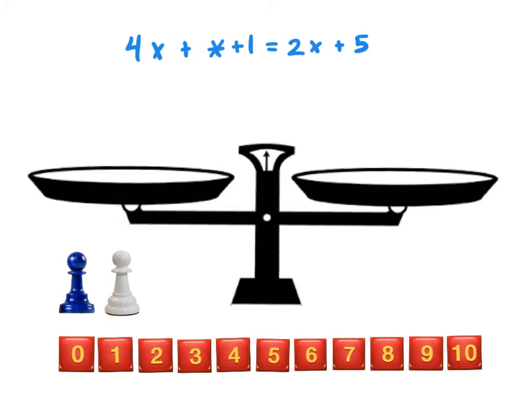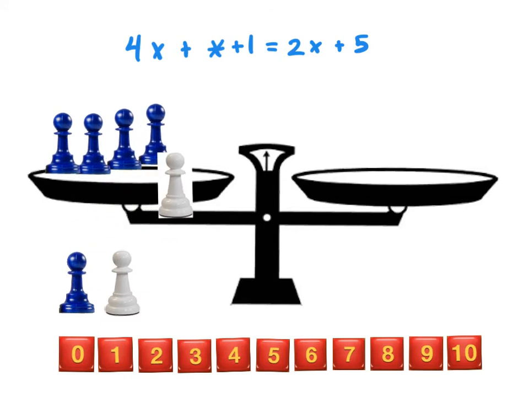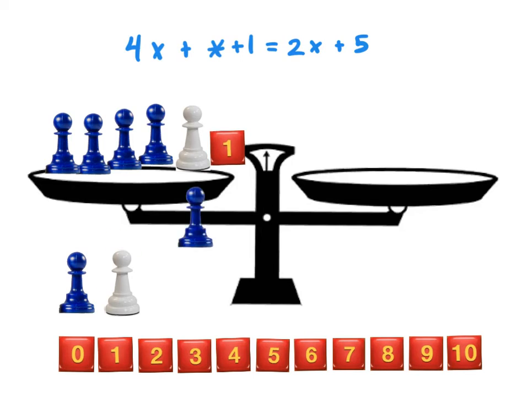Here's one more example. This would be a good time to pause the video and try this on your own, and then unpause the video and check your work. We have 4 x's plus a star plus 1. That has the same value as 2 x's plus a 5.